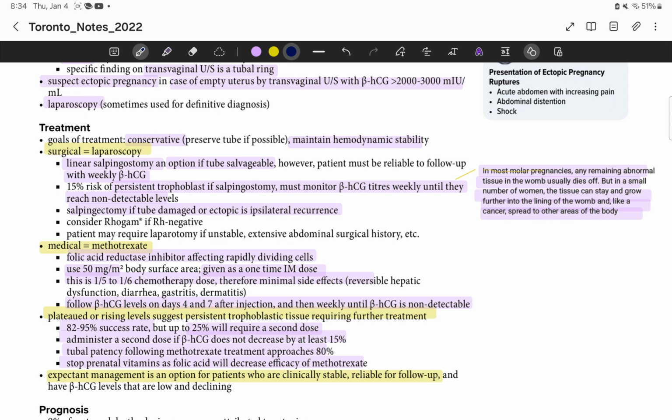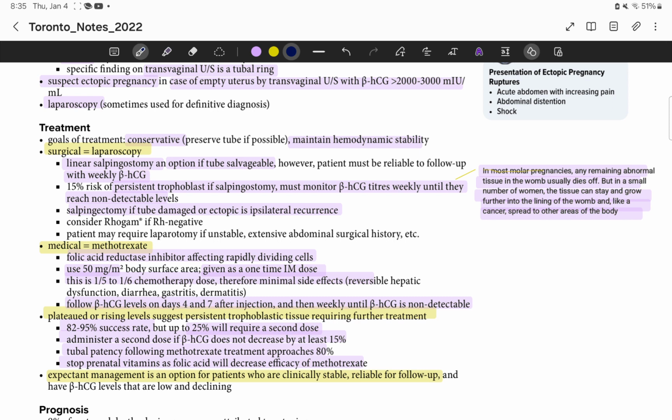Persistent trophoblast: if salpingostomy is done, there can be a risk of trophoblast growing inside the tissue, and it makes a problem, as it will need a second surgery and removal of all that tissue because of the growth of the trophoblast. And with salpingostomy, if the tube is damaged or the ectopic is ipsilateral, there is recurrence.